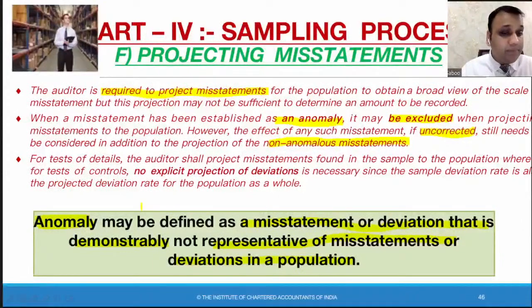The last part, in the case of test of details, the auditor shall project misstatements found in the sample to the population, whereas in the case of test of controls, projection explicitly is not required, since the sample deviation rate is the projected deviation rate for the population as a whole. Whatever you have tested in controls, in the samples, it will be representative of the whole population. But in the case of test of details, we have to project those misstatements on the population.